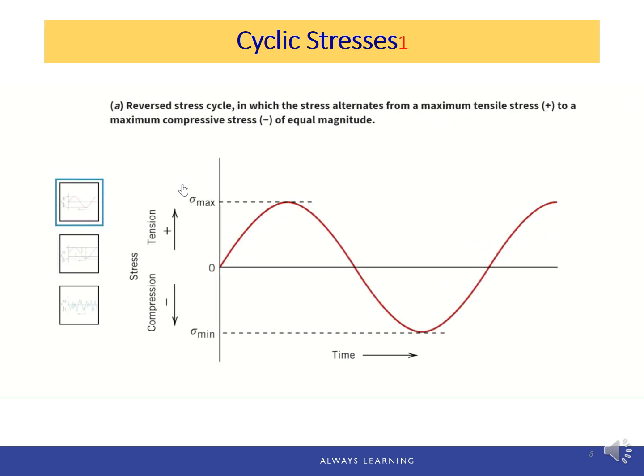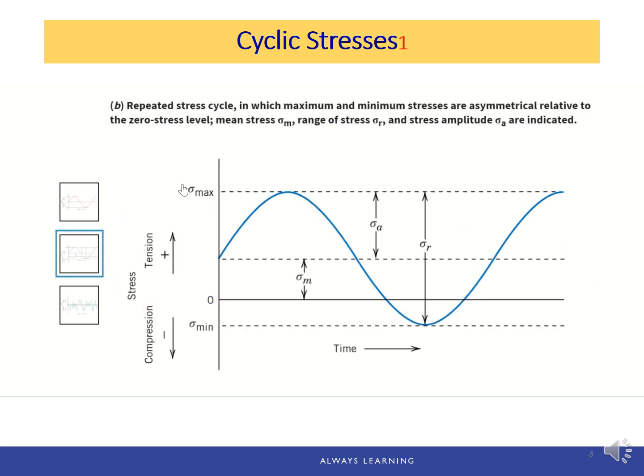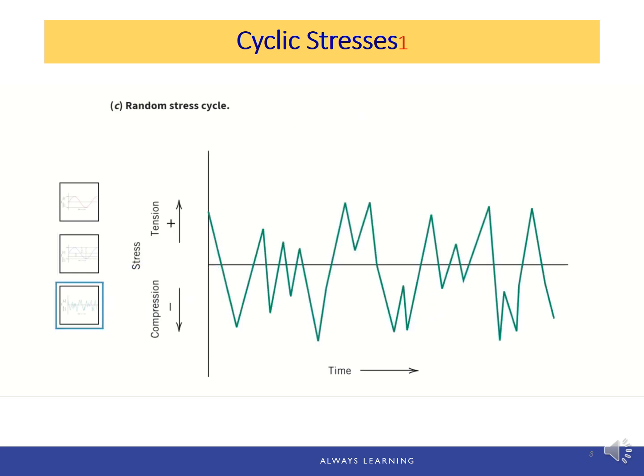In general, three different fluctuating stress time modes are possible. The first one is the reversed stress cycle. The second one is the repeated stress cycle. And the last one is the random stress cycle.